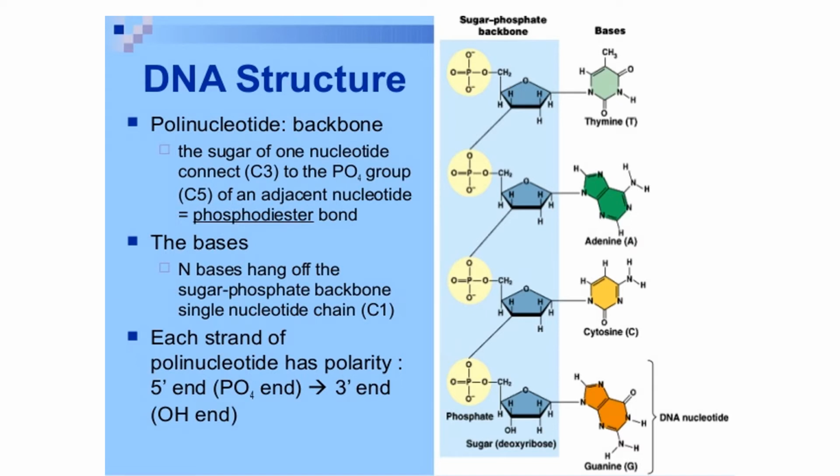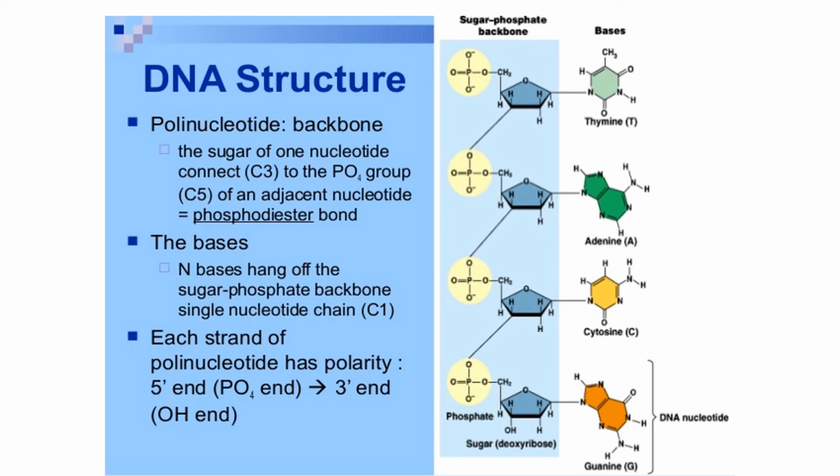Second thing is the bases, nitrogenous bases. They are hanging over on the side of the chain. These nitrogenous bases are radiating outside the sugar phosphate backbone. Third, each strand of the polynucleotide has polarity. That is due to the 5' end bonded to the 3' hydroxyl group of the next polynucleotide.